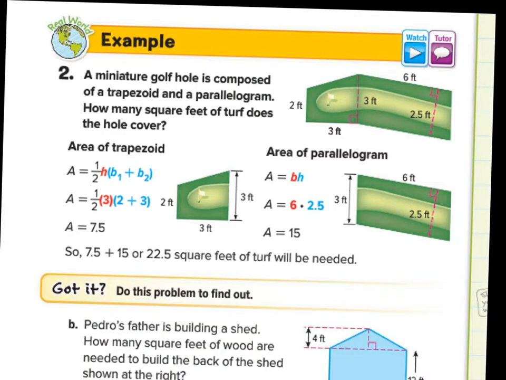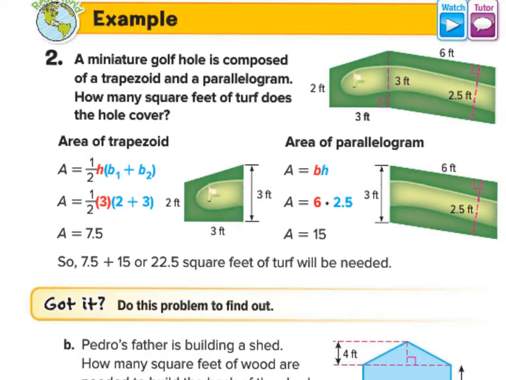Example 2. A miniature golf hole is composed of a trapezoid and a parallelogram. How many square feet of turf does the hole cover? So you're creating a small miniature golf course, and you realize that you need that green turf to cover the entire area. And you can see that we have a trapezoid, if you were to slice it right here, and a parallelogram, okay?